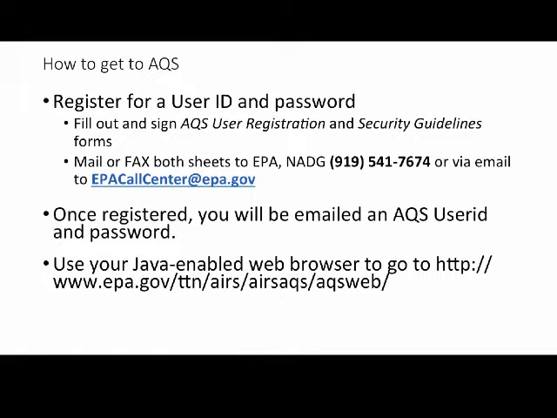How to get to AQS, for those who haven't tried: you can register on the AQS webpage at epa.gov. What you do is you fill out the AQS user registration and security guidelines forms. You can email those to me directly or send them off to EPA headquarters via fax or email. Once you're registered, you'll be sent an AQS user ID and password. And you must have Java enabled on your computer, as most of you probably already do.